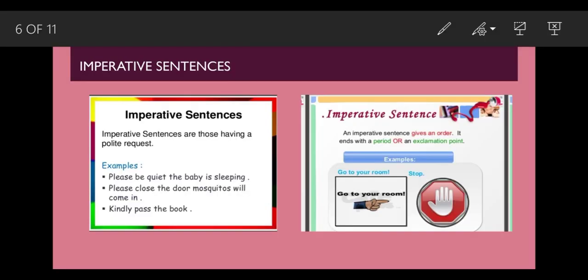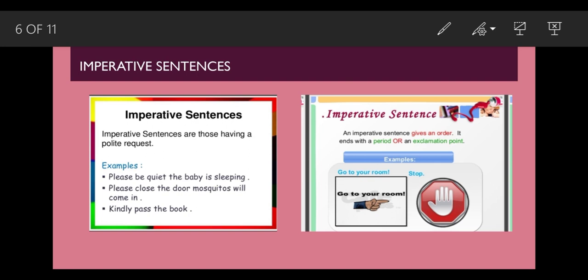Let us now learn about imperative sentences. An imperative sentence expresses or gives a command, an advice, makes a request, or expresses a wish. It ends with a period. For example, come inside. This is an order. Please bring me a glass of water. This is a request. Have a nice day.